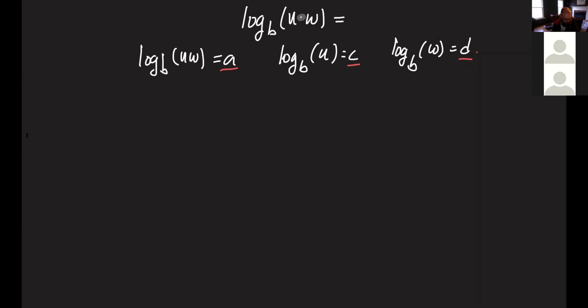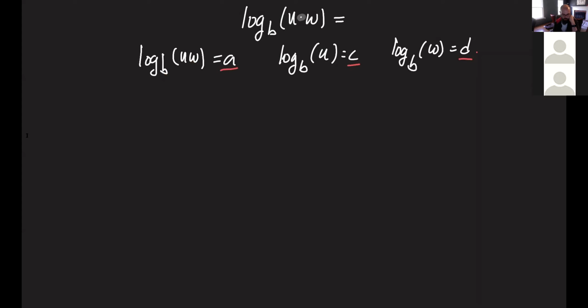So if we think about the definition of the logarithm, this right here tells me, hey, if I have B and I raise it to the power A, I should get back to UW, okay? So the definition of the logarithm says this is the exponent, right, that you have to put on B to get back to U times W, right?